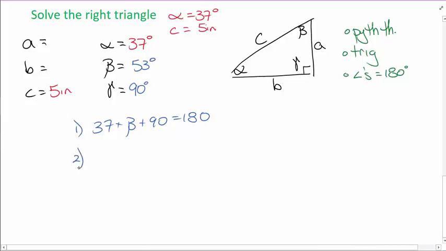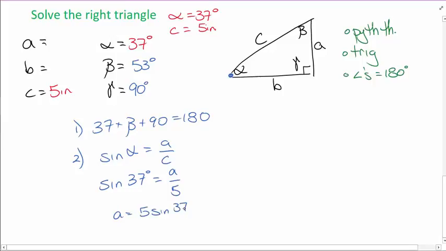To find either A or B, I would stand at a certain angle and use a trig ratio. So if I'm standing at angle alpha and I did the sine of alpha, that would be equivalent to A over C. Well, I know that the sine of 37 degrees would have to be equivalent to A over my C value, which is 5. A would equal 5 sine of 37 degrees. I could find that in my calculator. I find this to be approximately 3.009.